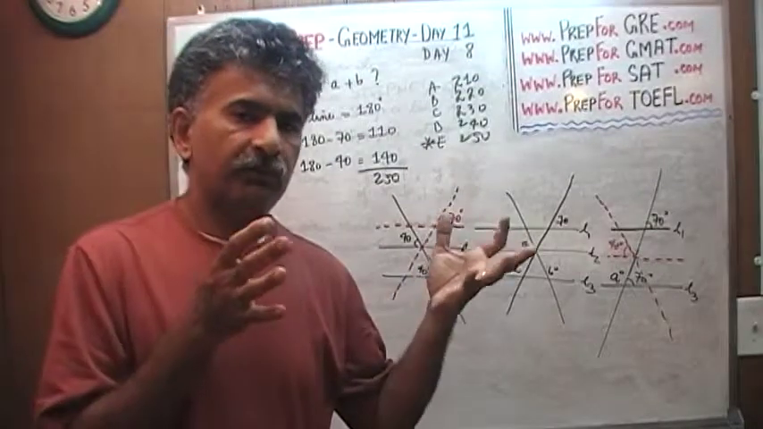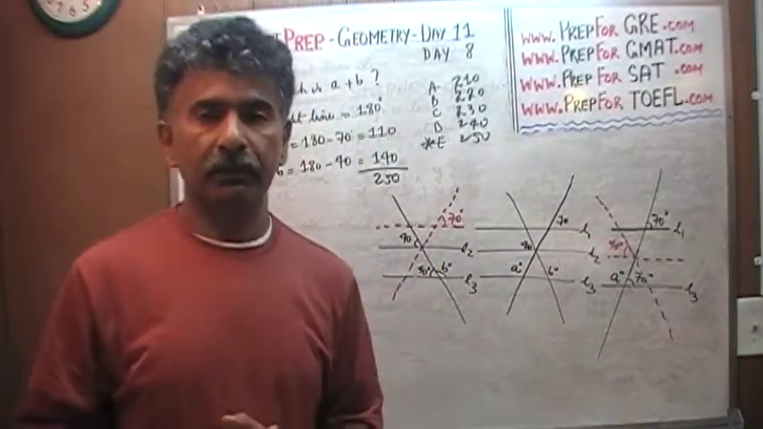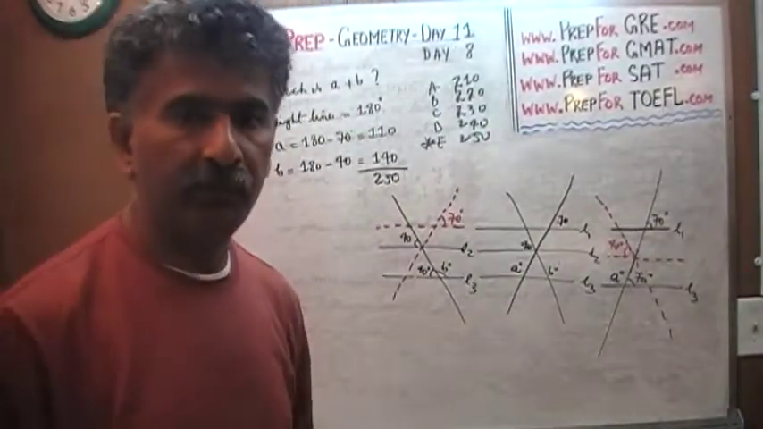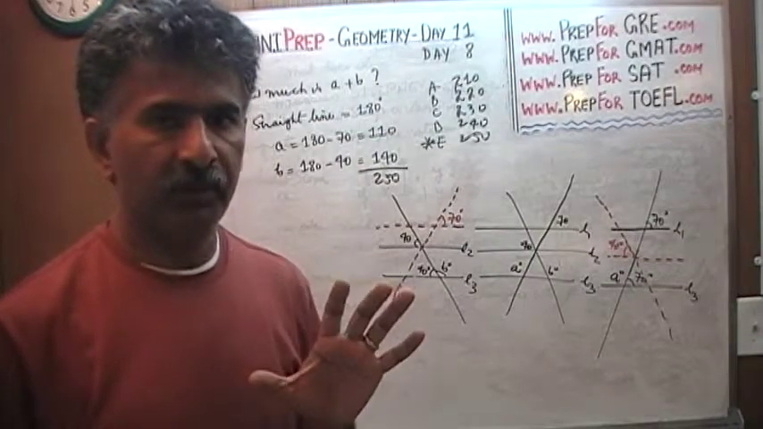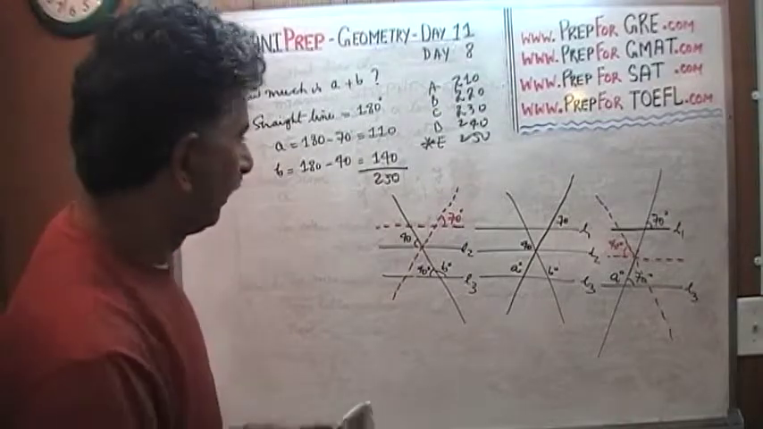So you first look for the one variable, A or B, and then you look for the other variable. Don't try to do everything at once. Do you understand? Don't try to analyze the whole picture in one shot. Dissect it. Break it up into small fragments. Divide and conquer, as they say. Divide and conquer. All right? Let's do one more problem, shall we?